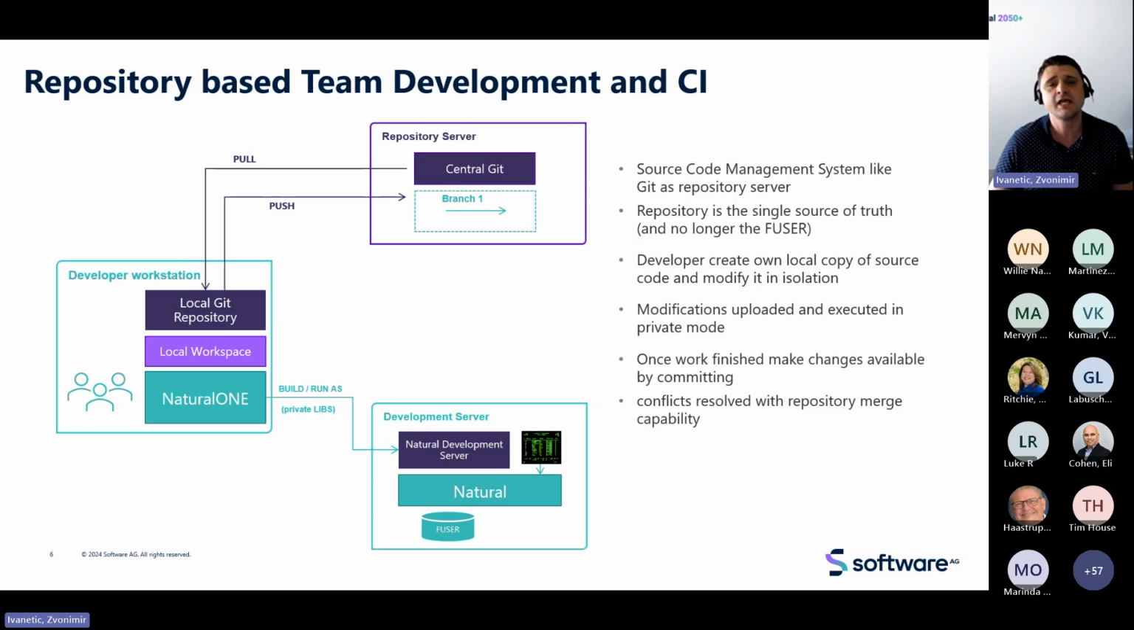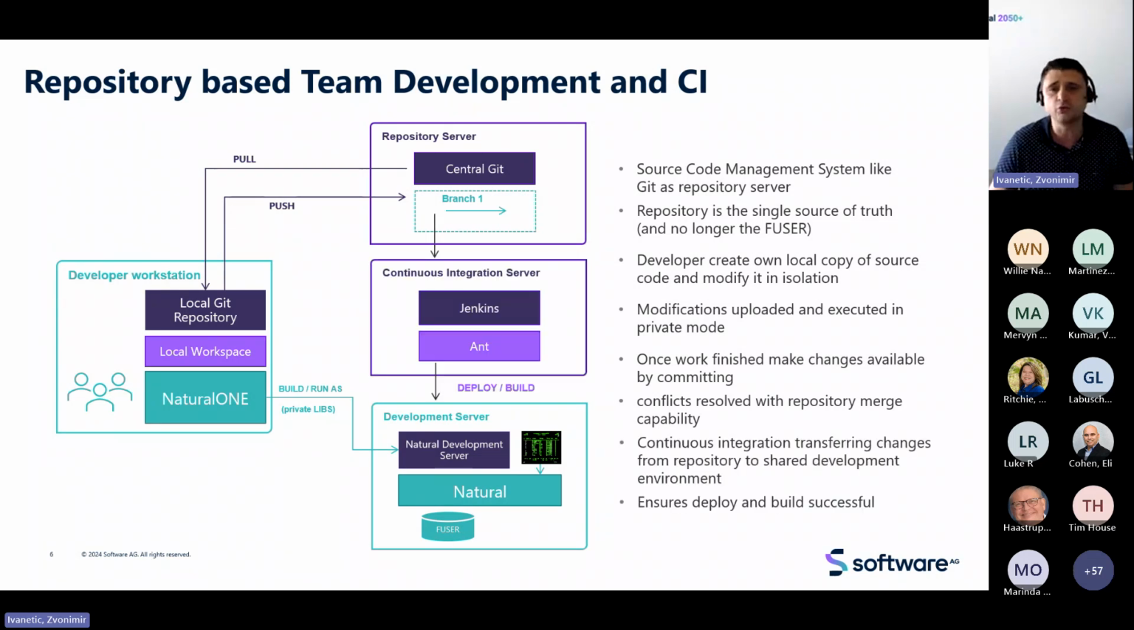And then afterwards, when you're finished, when you're happy with the execution, as we can see, you can push it to the central repository. And this then triggers automatically a continuous integration process based on our automatically generated ANT scripts. And this job, for instance, running in a CI tool like Jenkins, is then automatically uploading your changes into the F user, the shared development environment. And the repository is the location where you can then also merge changes in case they are happening.